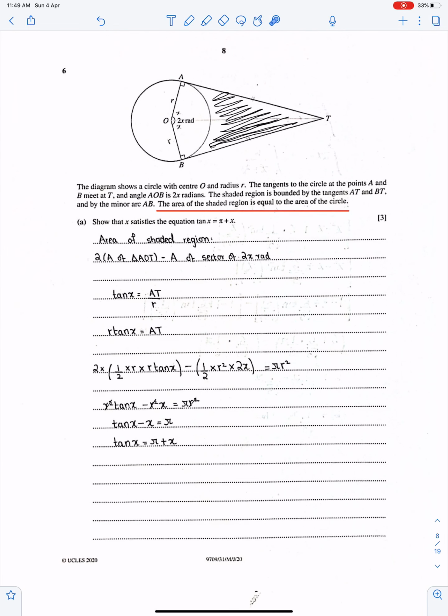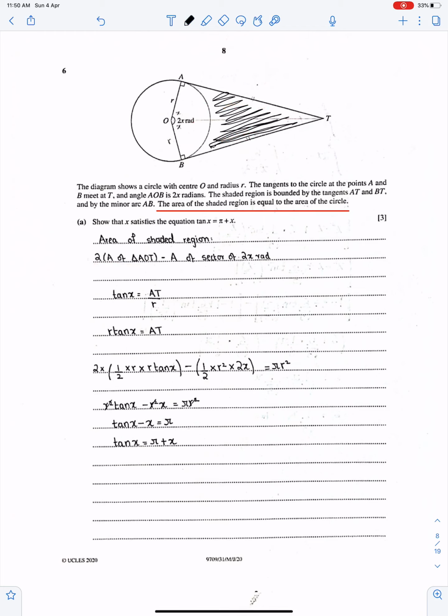Iteration. This is the shaded area, and the area of shaded region is equal to area of circle. This is so simple. You can easily get this area by subtracting area of these two, area of this sector from the area of this triangle. So shaded area is area of these two triangles minus area of this sector. So area of shaded region is this, area of these two minus sector.